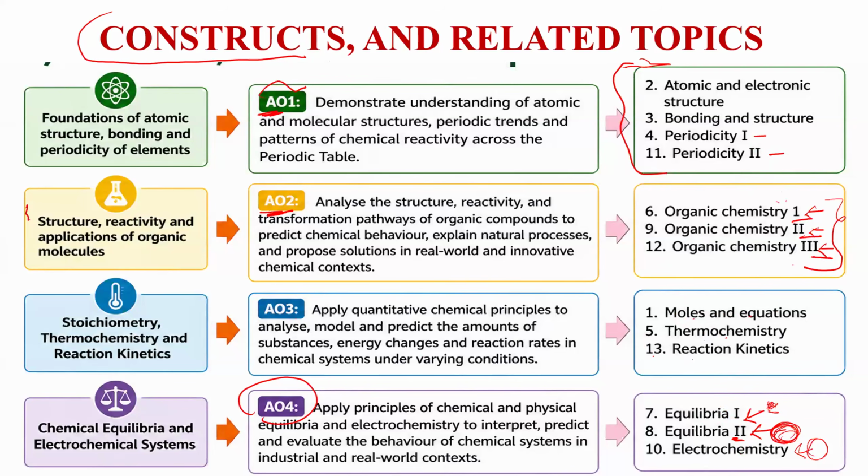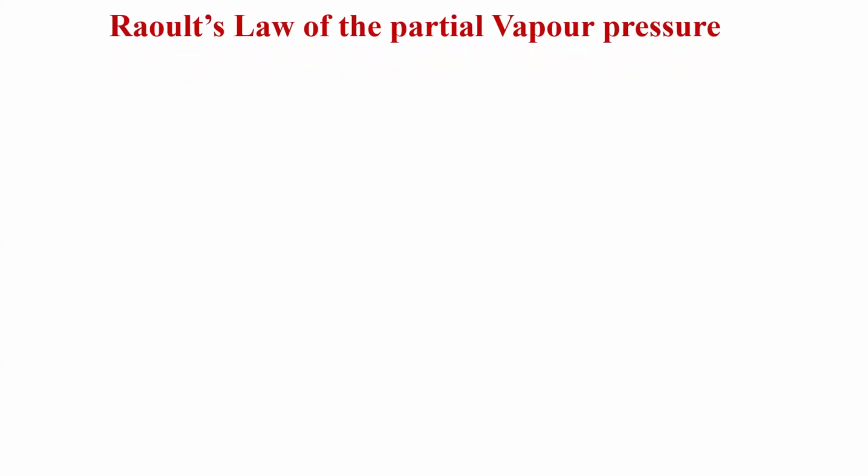If you want to see how these elements of construct, all these constructs, are distributed in the standard paper, let's revisit the video we shared in the previous lesson, and then you will be able to follow. But for now, allow me to dive into our topic, Equilibria 2. As we look at this topic, I would like us to first understand what Raoult's law is, because Raoult's law will help us to understand what an ideal solution is and what a non-ideal solution is.